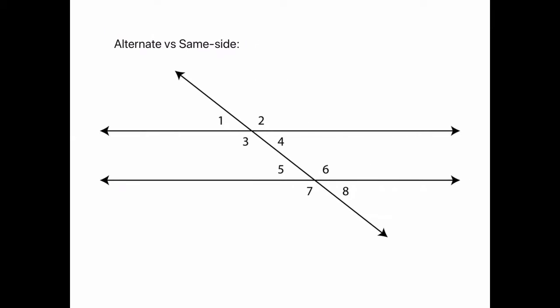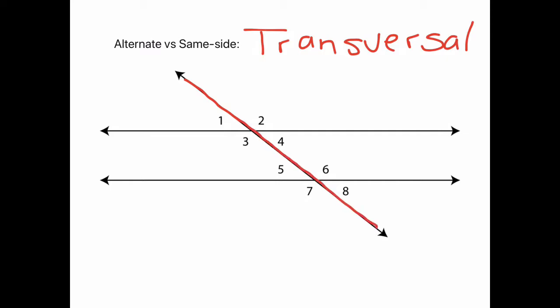Now we have alternate versus same side, and this is referring to the transversal. So things might be alternating of the transversal, or things might be on the same side of the transversal. So here's our transversal here in red. So if it's on alternating sides, it might be angle 2 and angle 7.